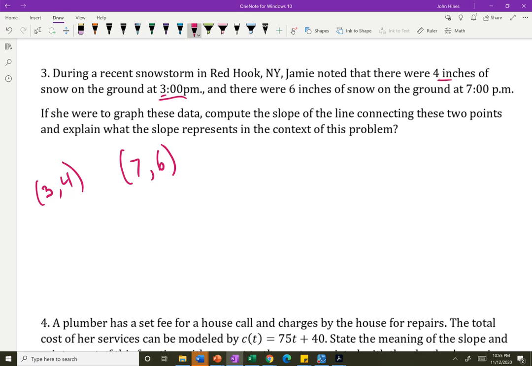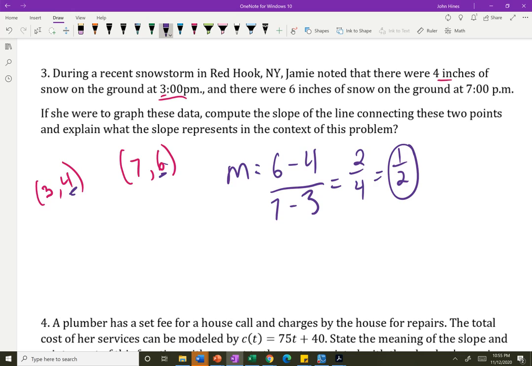So compute the slope. Well, for the 100th time, how do I find slope? Well, slope is my change in y over my change in x. It's just y minus y over x minus x, so I did 6 minus 4. So that means 7 minus 3 needs to go on the bottom. So my rate of change is 2 over 4, which is also known as 1/2. So what's 1/2 representing? It's my change in y, so it's inches per hour.